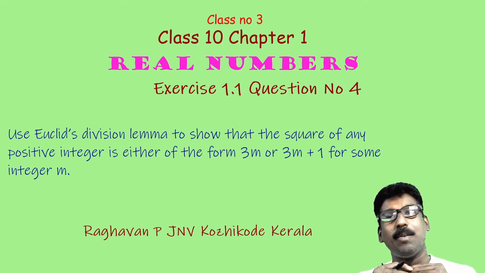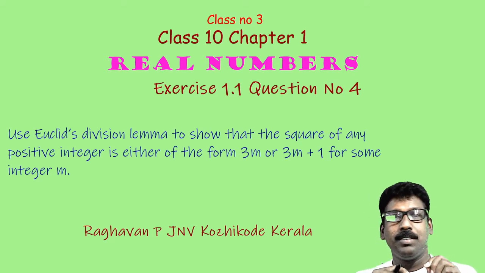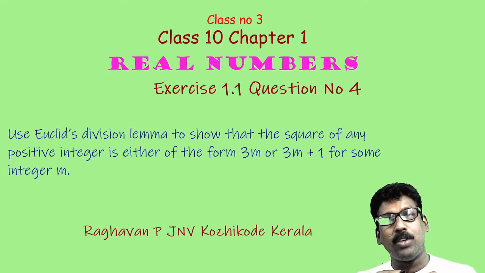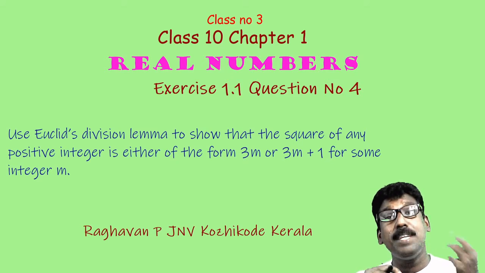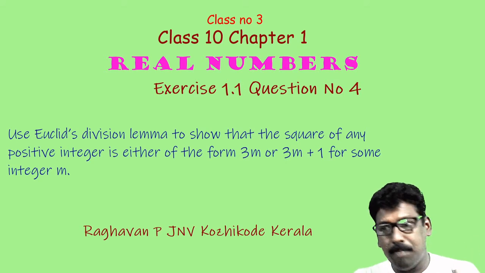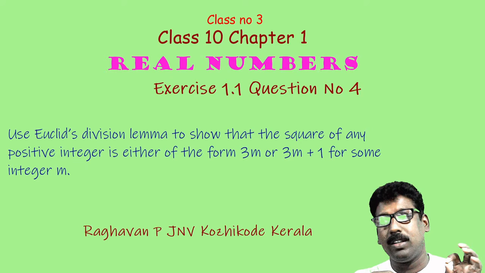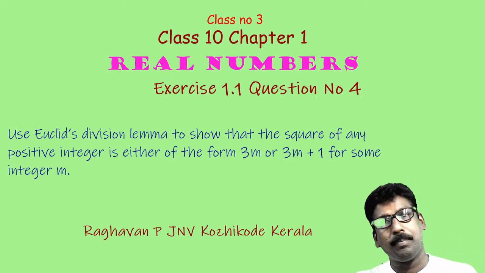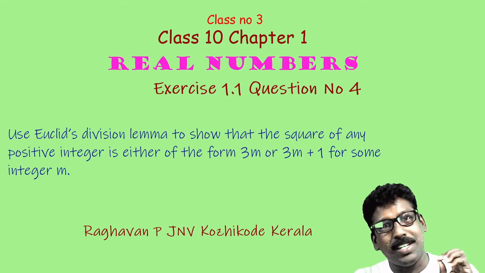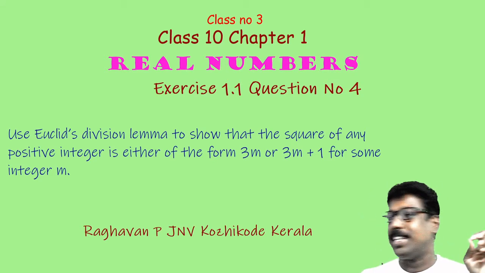In this class I am going to discuss a question from exercise 1.1, question number 4, that is: use Euclid's division lemma to show that the square of any positive integer is either of the form 3m or 3m plus 1 for some integer m. Before going to discuss this question, you must know certain things.